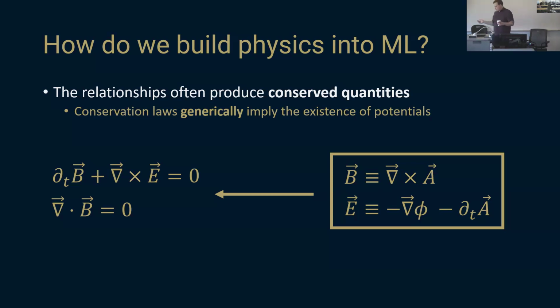So if you're writing a neural network, you could imagine writing the neural network to output the vector potential and the scalar potential, and then you will automatically satisfy those equations on the left. You don't have to train the network to learn them. You just get them for free. And then when it's learning, it moves along a manifold which exactly solves those equations.